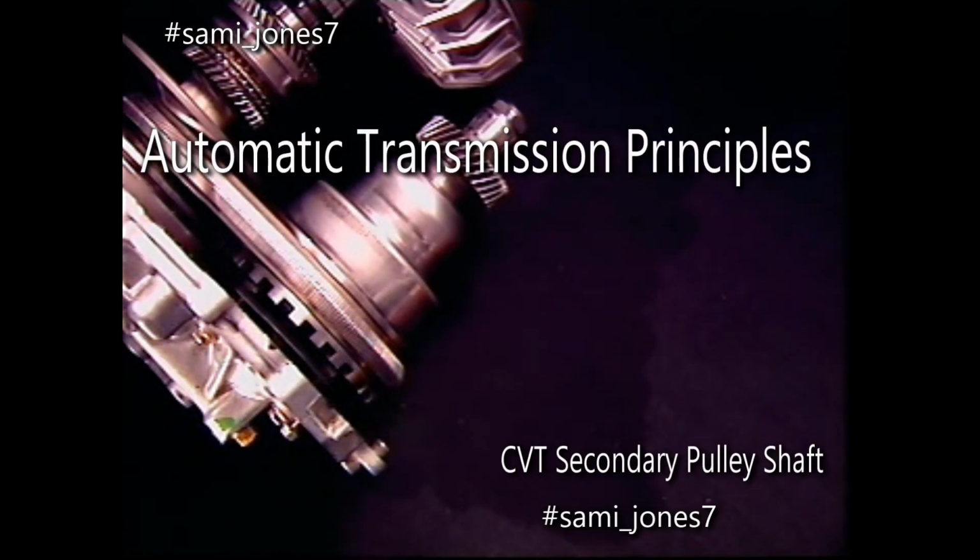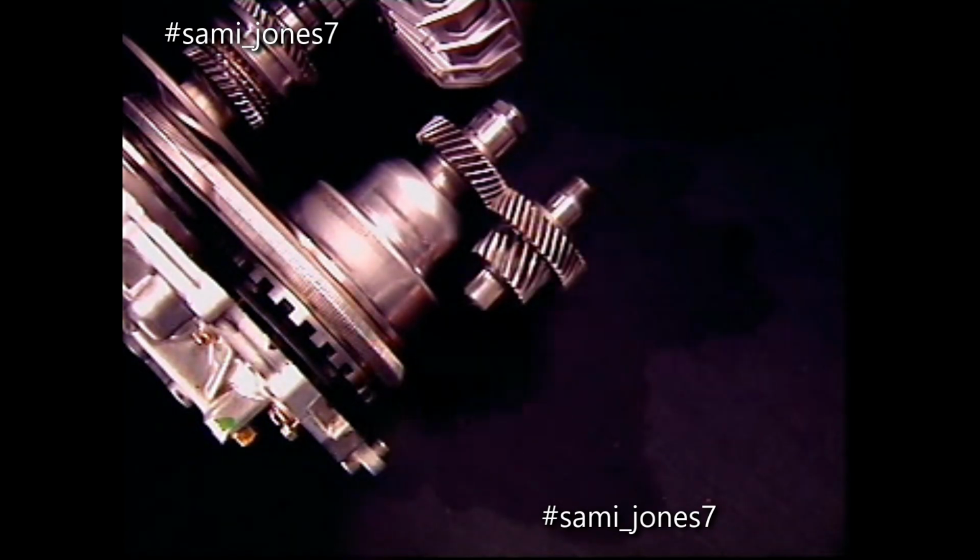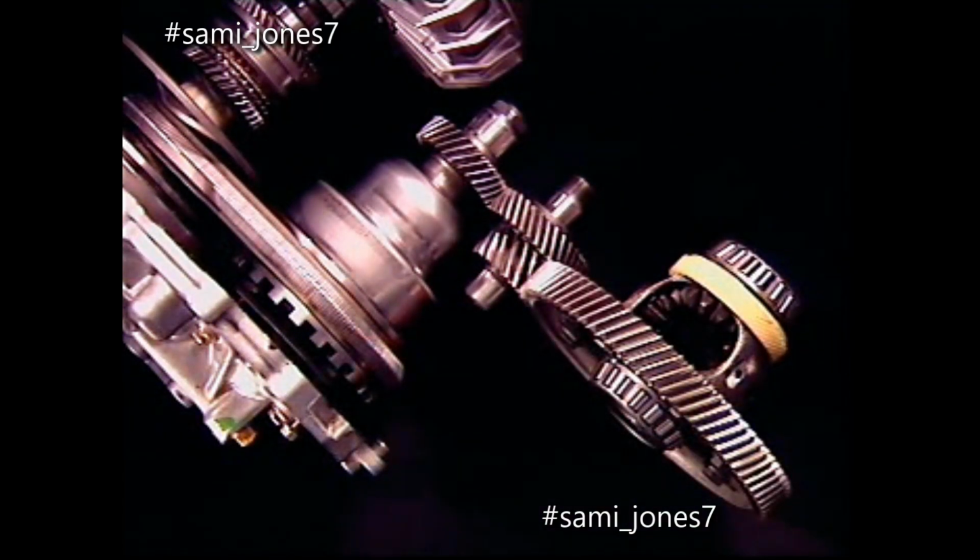The secondary pulley shaft is splined to a helical reduction drive gear. It meshes with a similar reduction driven gear, splined to the final drive pinion shaft. The final drive pinion meshes with the final drive ring gear to transmit the drive to the differential case.